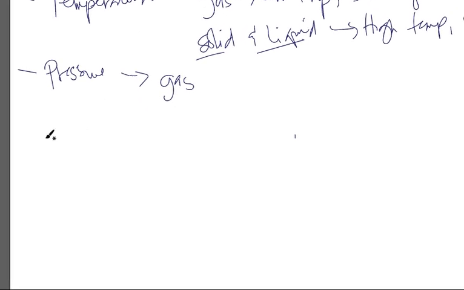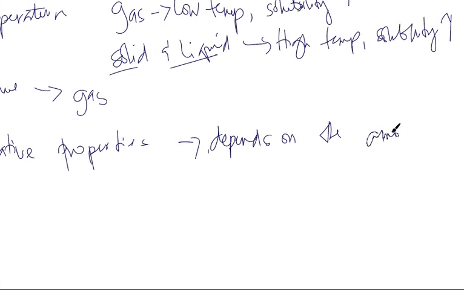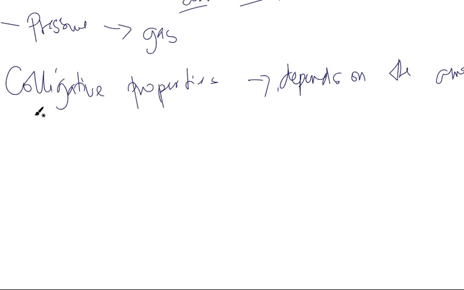The next factors are what we call colligative properties. For colligative properties of solution, these are another factor that affects solubility. However, colligative properties depend on the amount of the solution. So, we have four.